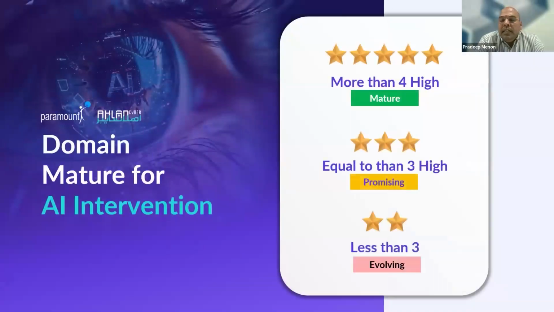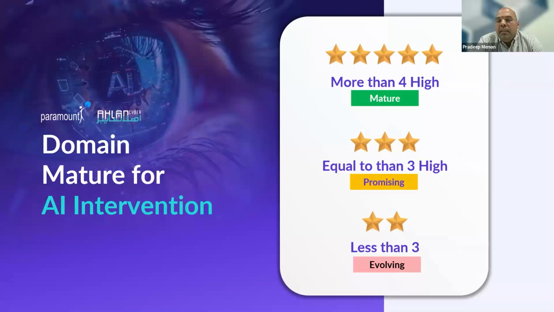So what we consider out of the 6 parameters is, if there are more than 4 highs, the idea is that domain or that activity is ripe, mature for AI adoption. You can readily go with AI adoption, and you should mostly see some AI tools appearing in this stage already or that might appear very soon.